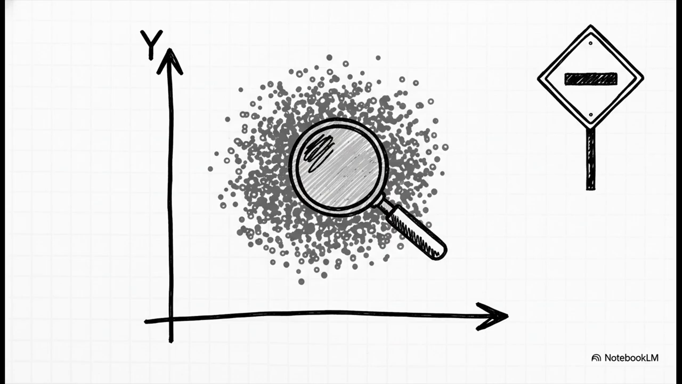We'll take two of our clues, sepal length and sepal width, and just throw them on a scatter plot. And what do we get? A big, confusing blob of dots. There's no clear pattern here, no obvious groups. This is looking like a dead end.